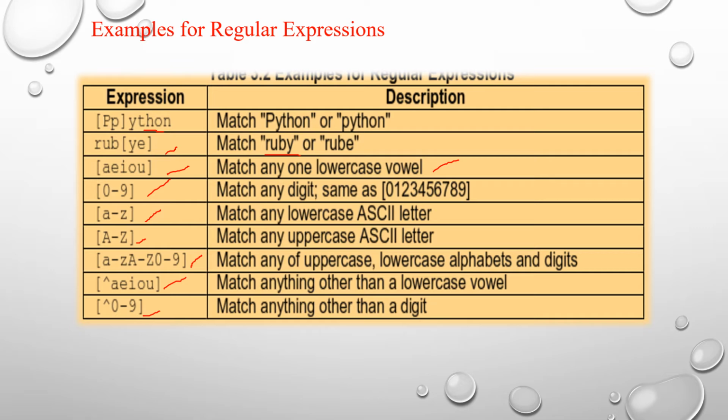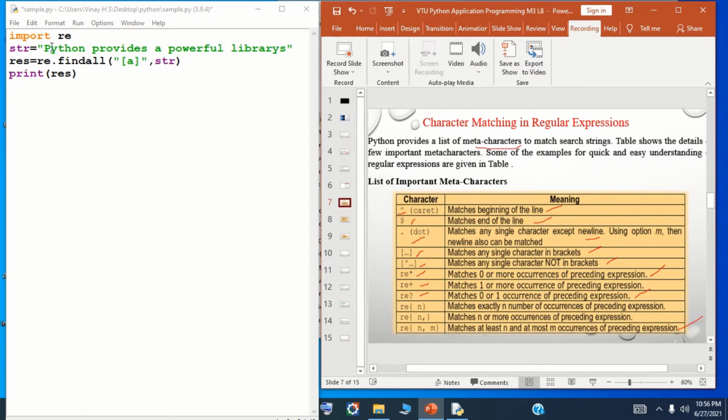Let's try some of the metacharacters and expressions in the Python interpreter. Here I am importing the regular expression module re. This is my string, stored in str: Python provides a powerful library. Here I am using the findall function, and within the parentheses I am going to pass a, comma, string. After that I am going to print the result.